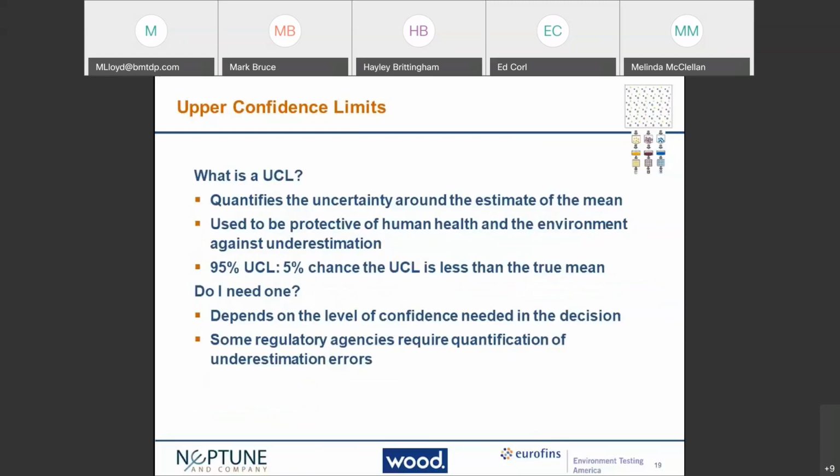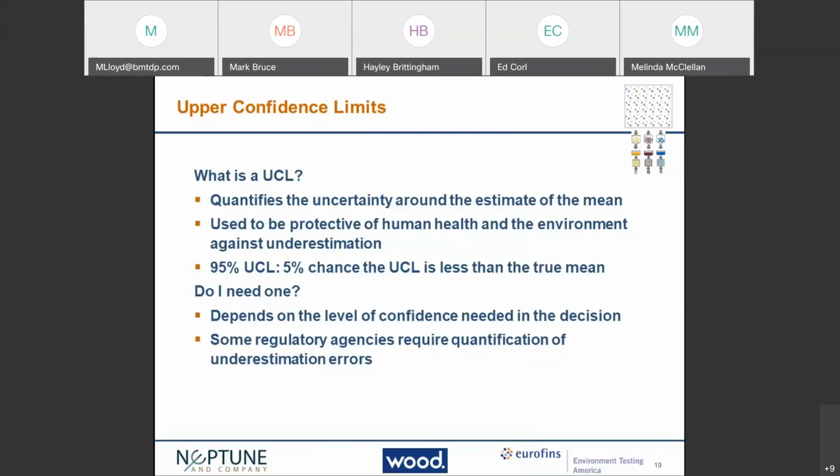So next, I want to talk a little bit about upper confidence limits. As some of you probably already know, a UCL quantifies the uncertainty around the estimate of the mean, and it's commonly used to be protective of human health and the environment against the risk of underestimating the average concentration. A 95% UCL means there's a 5% chance that the UCL is actually less than the true mean.